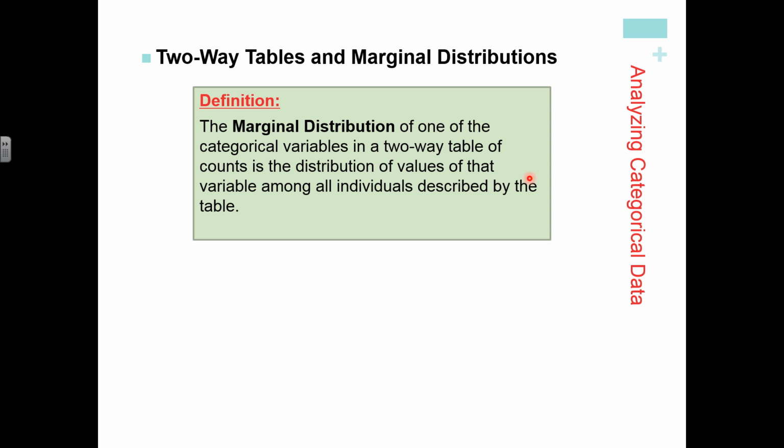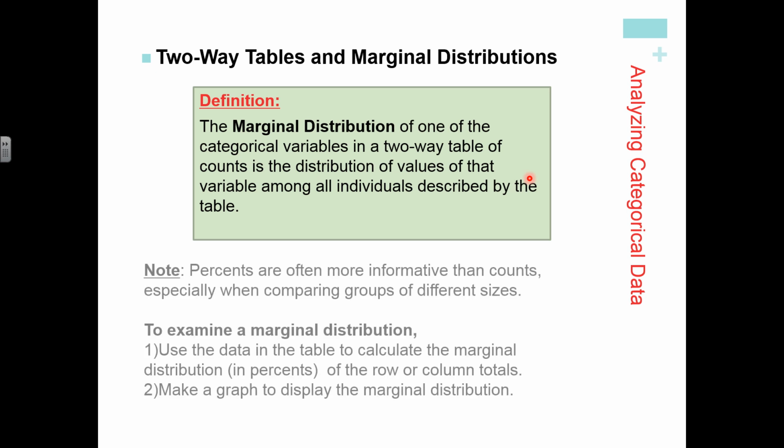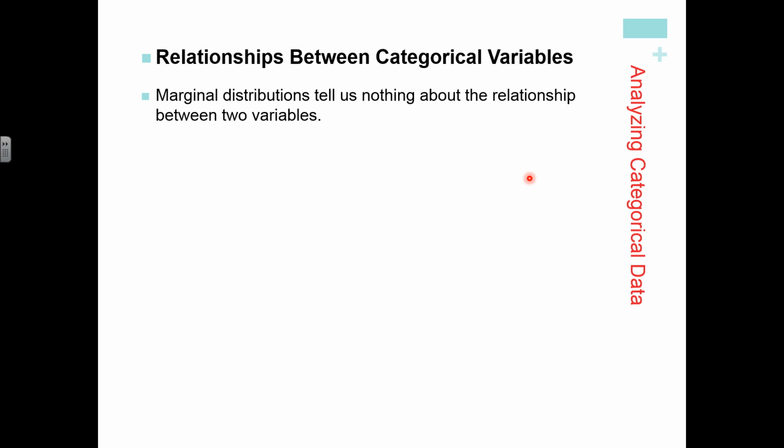Within your two-way tables, we have something called marginal distributions. The marginal distributions are the totals of your columns and rows. Usually with marginal distributions, you want to get them in percents. So you take the total and you divide it by the grand total of the entire table. If you want to examine your marginal distribution, you calculate all your totals, you divide them by the grand total, and then typically you'll make a graph to show what those marginal distributions look like. The only issue with marginal distributions is that they tell you nothing about the relationship between the variables. They just tell you about the overall total or the grand total.